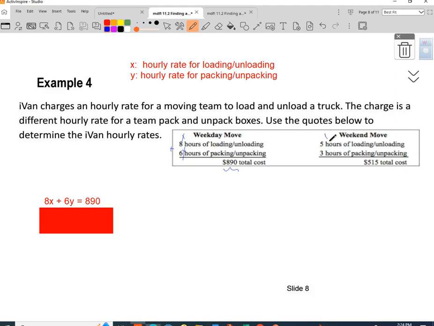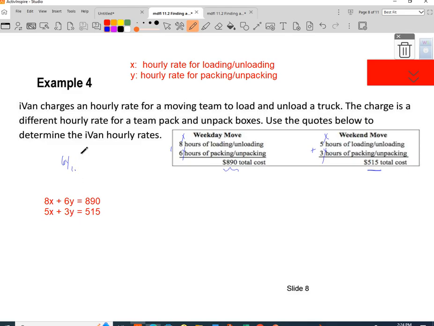For our weekend move, 5 times the hourly rate for loading and unloading, plus 3 times Y, the rate for packing and unpacking, equals 515. Now we're doing the same thing, looking for something that we could easily multiply, preferably one of the equations, to get a pair of opposites. This is a 6y. I can see that if I multiply 3y by negative 2, then I can get my opposite, negative 6y. So that's what I'm going to do here.